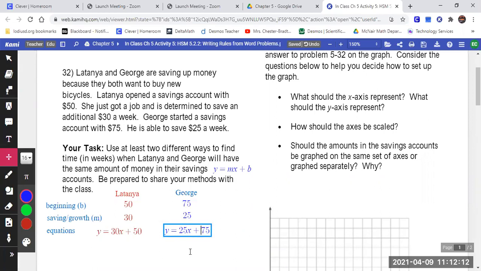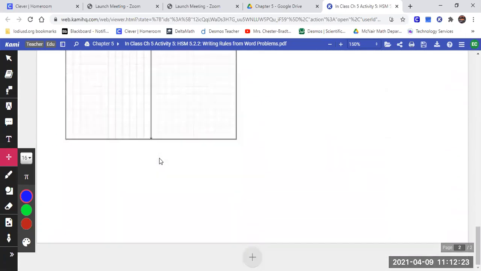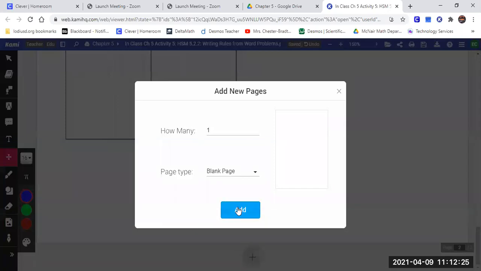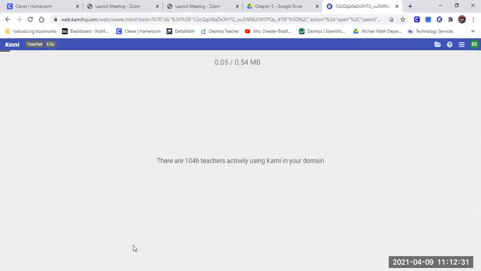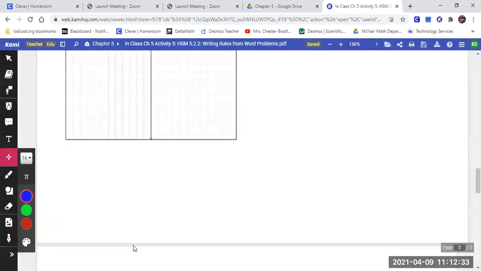Okay. So we are going to use those and make a table of values. So scroll to the bottom, add the page. We're making our table of values.